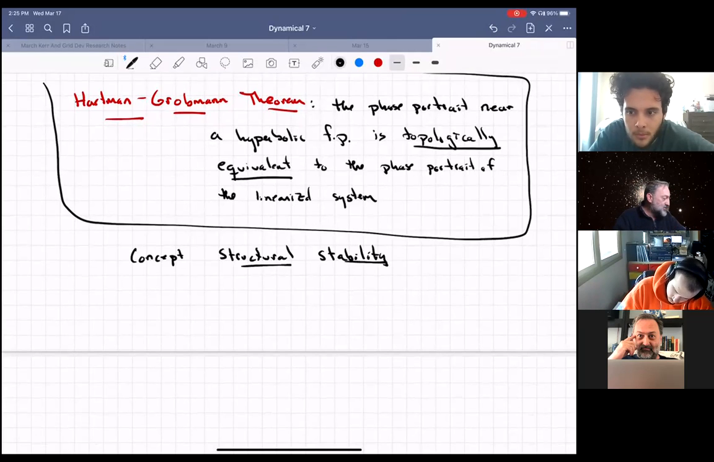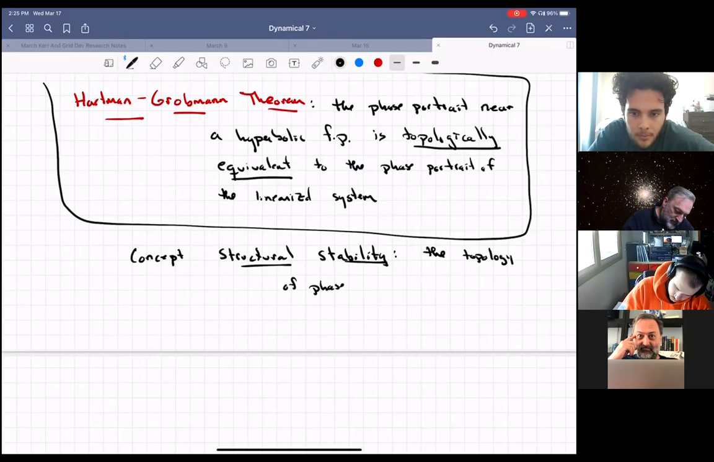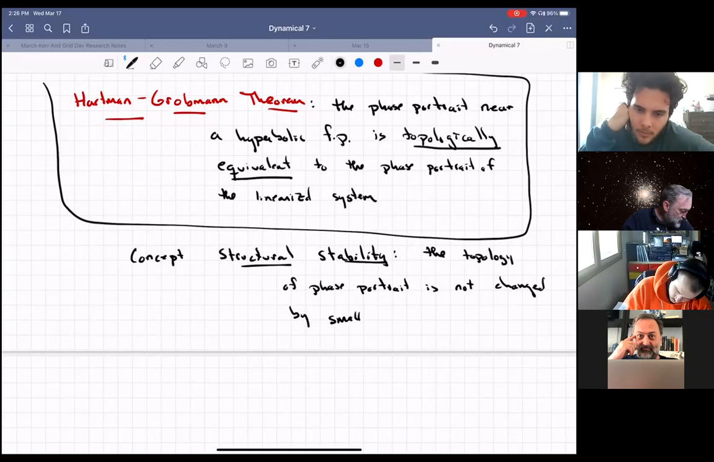So the concept of structural stability: something is structurally stable when the topology of the phase portrait is not changed by small perturbations to the vector field.